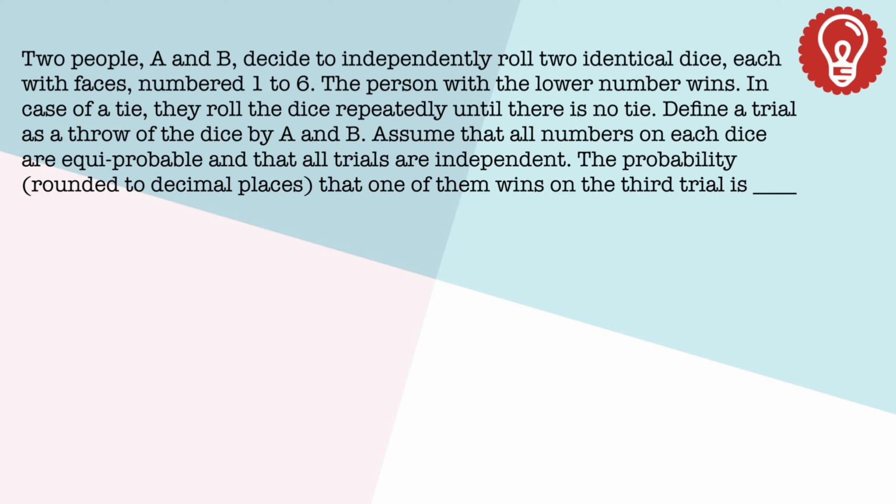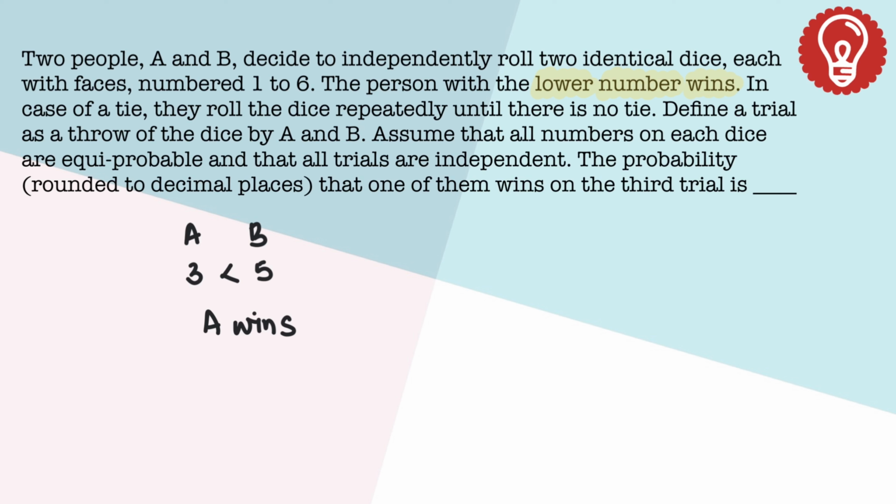Right, let's understand the question. A and B are two people. Each person is rolling one dice. And the person who gets a smaller number on their dice for that particular trial wins. For example, if A rolls a dice and gets 3, and B rolls a dice and gets 5, then A is smaller than B, so A wins. The person who gets the smaller number on the dice wins. That's what we understood in the question, right?